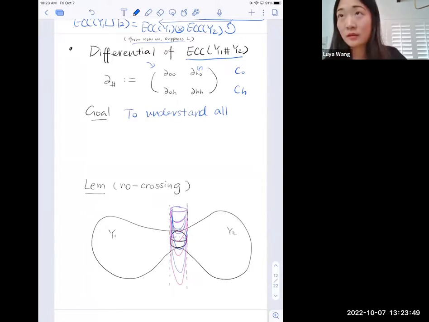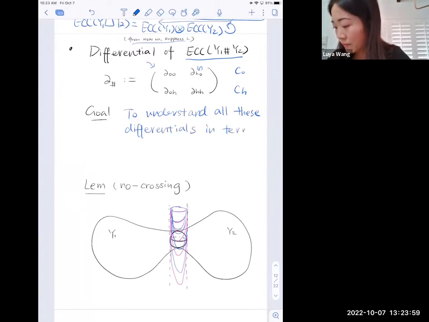To understand all these differentials in terms of the previous differentials in Y1 and in Y2.